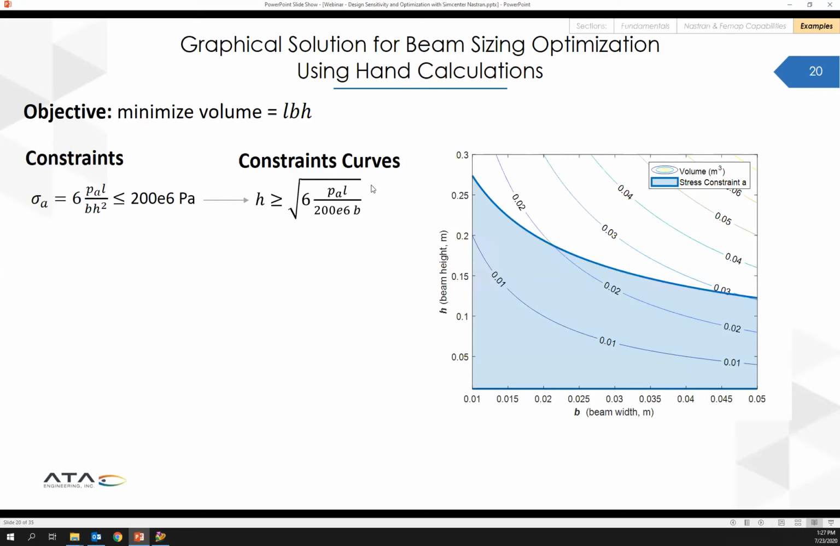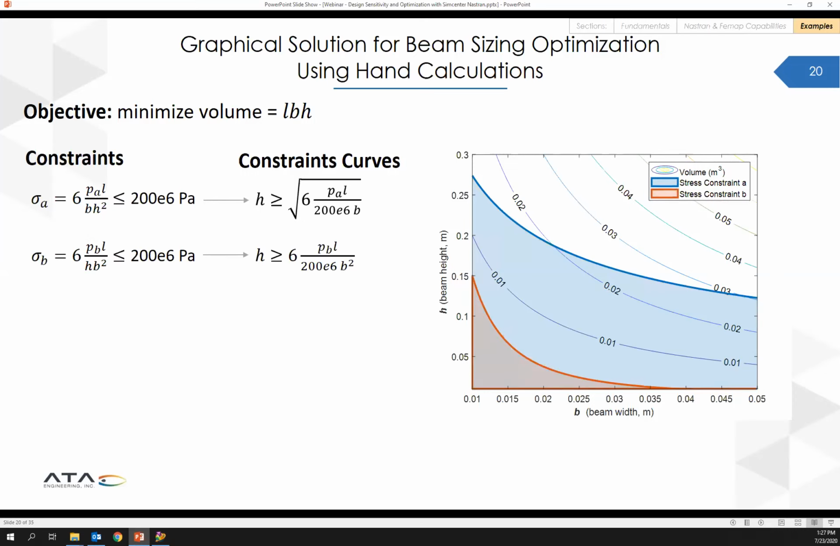So this is the curve that we derived by hand. Values of H at and above the curve satisfy this constraint, and values in the shaded region are violating our constraint. So the stress in that region of the design space is higher than this allowable. And so that's what we call the infeasible region. So we need to consider the rest of our constraints.